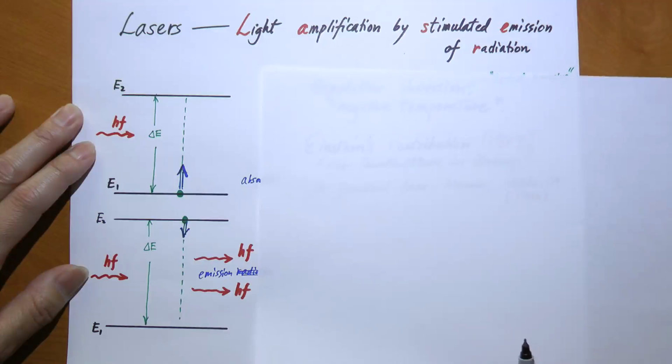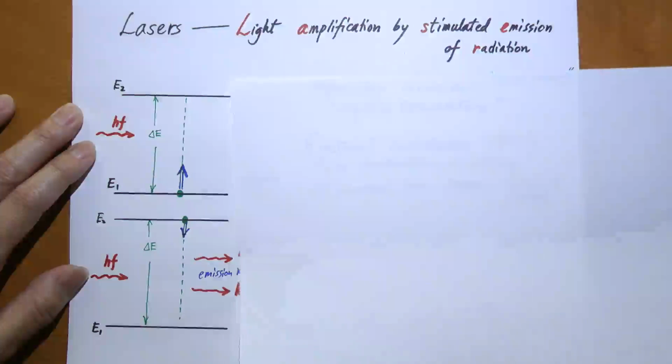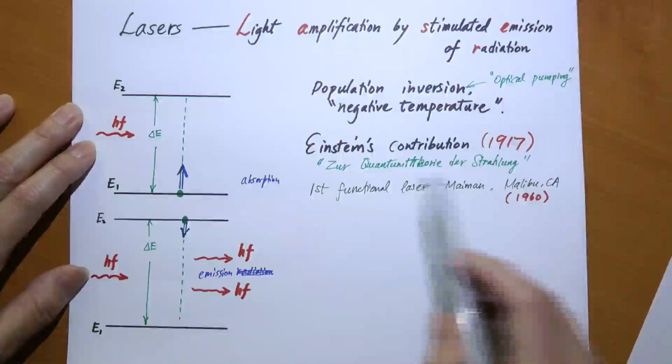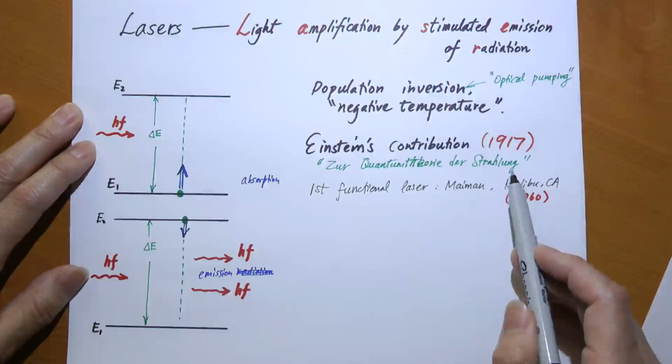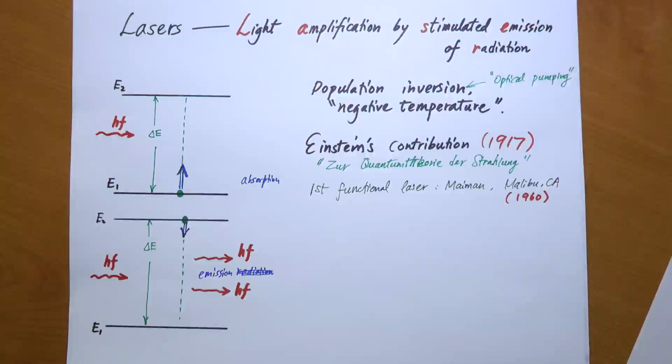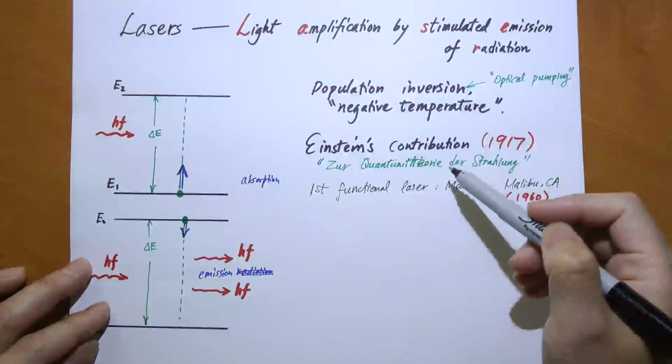The physics behind laser, the physical principle, was first illustrated by none other than Albert Einstein. He published an important paper in 1917. It's called The Quantum Theory der Strahlung, German for the quantum theory of radiation. Here is what the paper says.